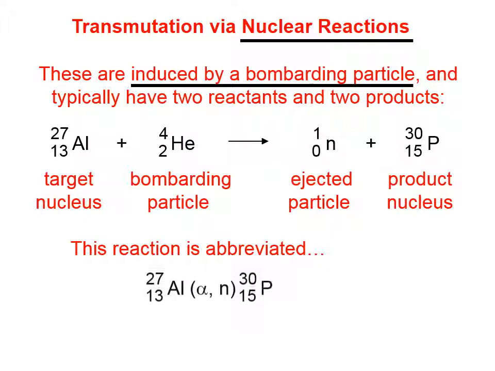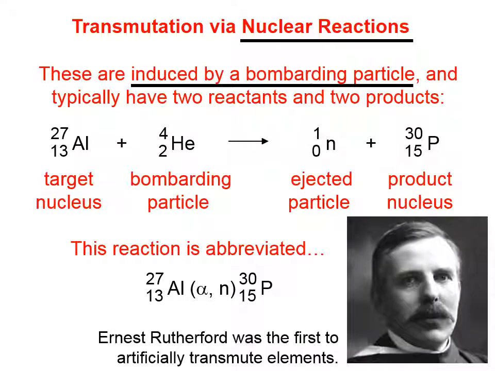We could abbreviate this reaction like so, where the large nuclei that are involved are on the outside, the target nucleus on the left, the product nucleus on the right, and in the middle a set of parentheses with some sort of symbol for the bombarding particle on the left side of that, and then any ejected particle that's on the right. Ernest Rutherford was actually the first person to artificially transmute elements in this fashion.